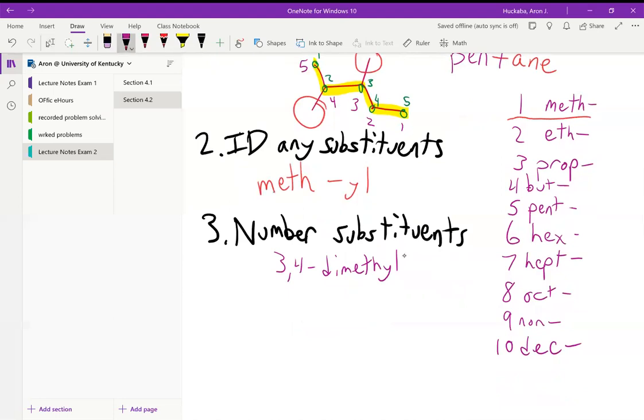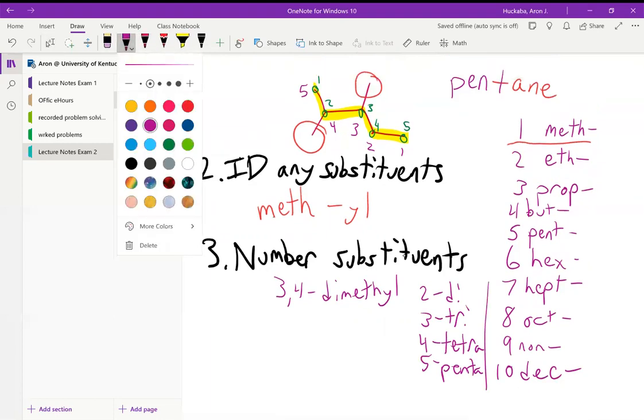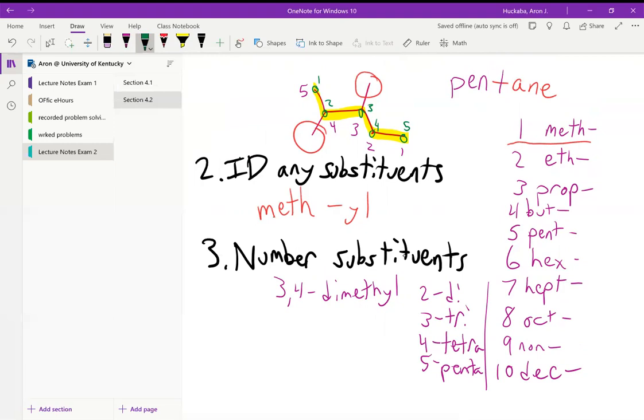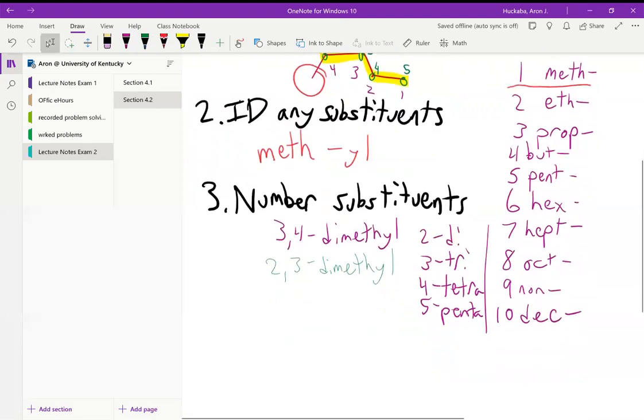And so 2 is for di, 3 is for tri, 4 gives us tetra, 5 gives us penta. We use a similar system to the one on the right. So that was the purple one. The green one, however, gives us a different numbering system, and it would be 2,3-dimethyl as our name. And so that is actually a lower number, so the 2,3-dimethyl is what we should use. So last, in our last step is to assemble the name.